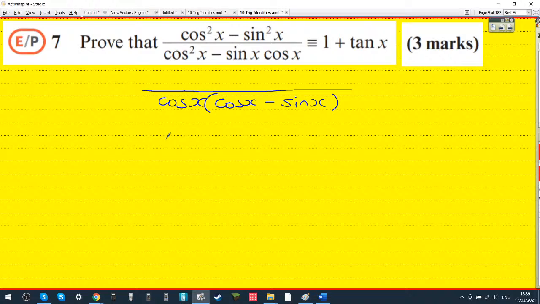I can't remember. We can do it the other way then. So let's say cos squared x. We'll replace the... Nah, it's easier.